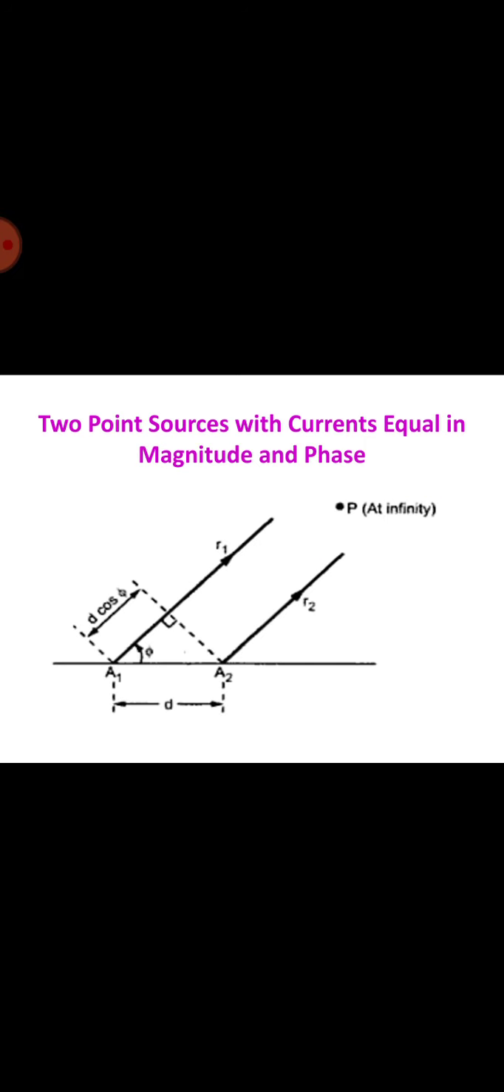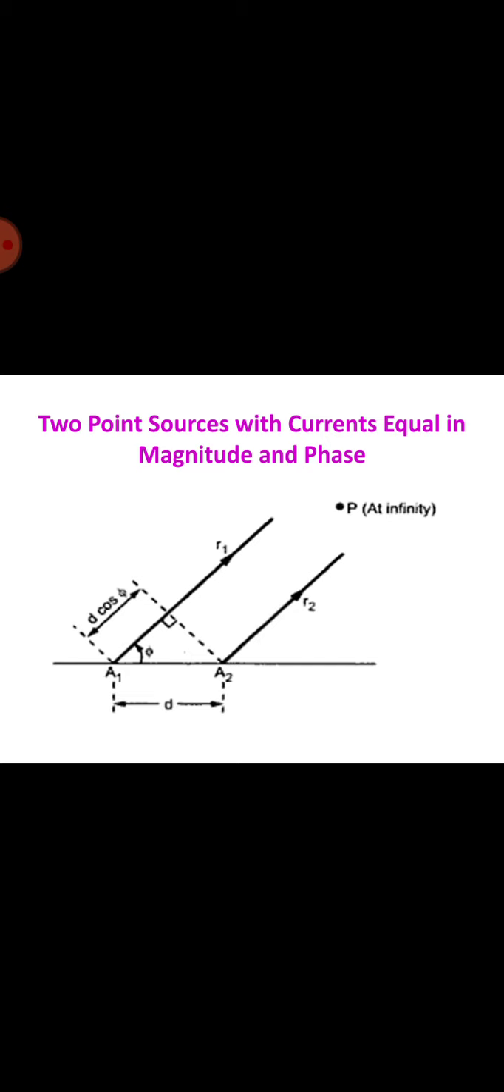The first case we shall analyze is two isotropic point sources having equal amplitude and oscillating in the same phase. Let the two point sources 1 and 2 be separated by a distance d, located symmetrically with respect to the origin of the coordinates. The angle phi is measured counterclockwise, and this angle is taken from the positive x-axis. The origin of the coordinates is taken as the reference for phase.